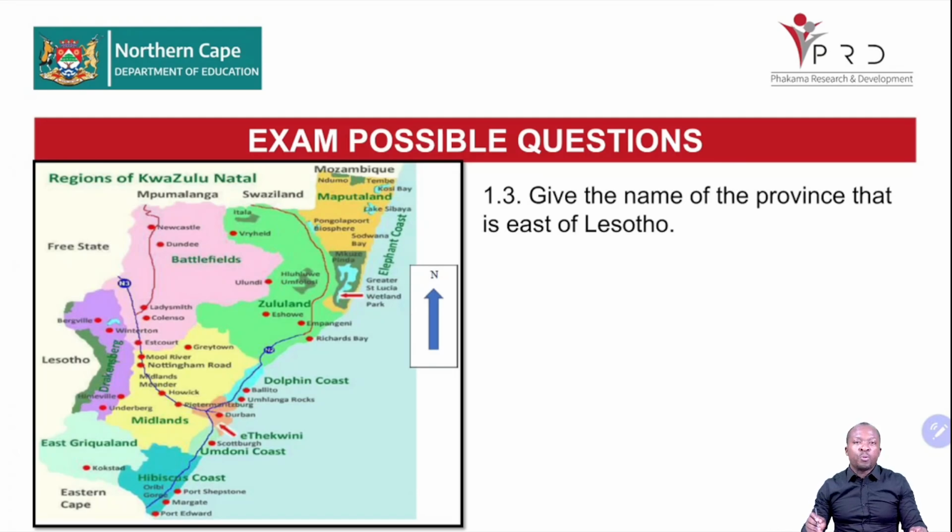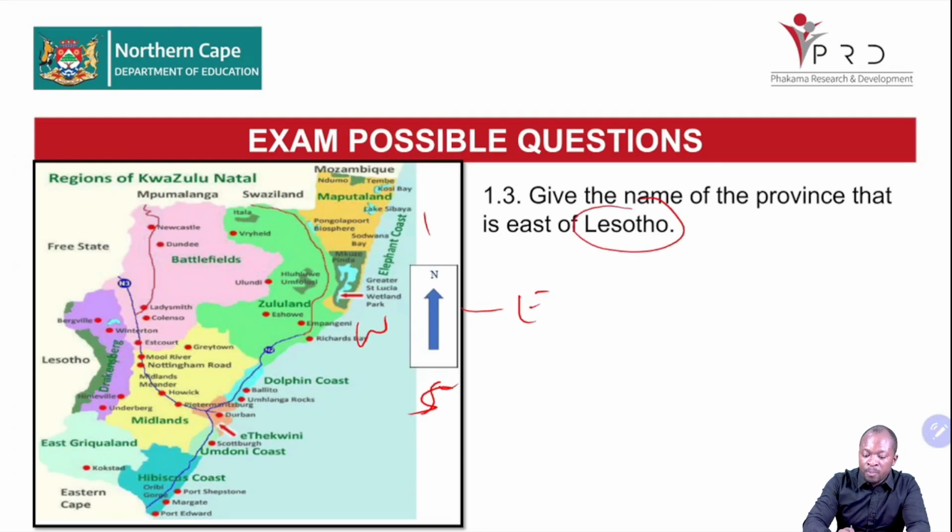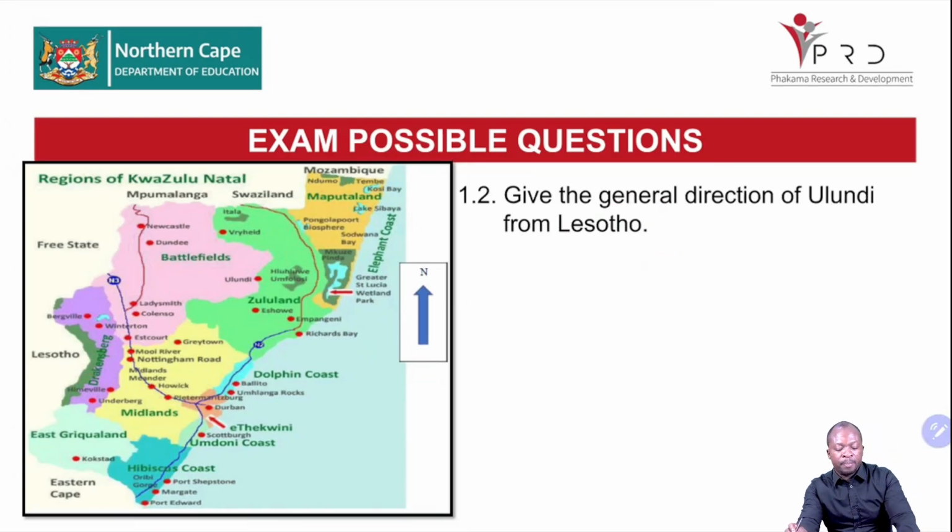Then number 3, give the name of the province that is east of Lesotho. So you should be able to know which one is your east. My east is the side of my right. Okay, so you must look. This is north, east, south, west. So you are at Lesotho. What is the name of the province which is east of Lesotho? That's what they're asking you. All right.